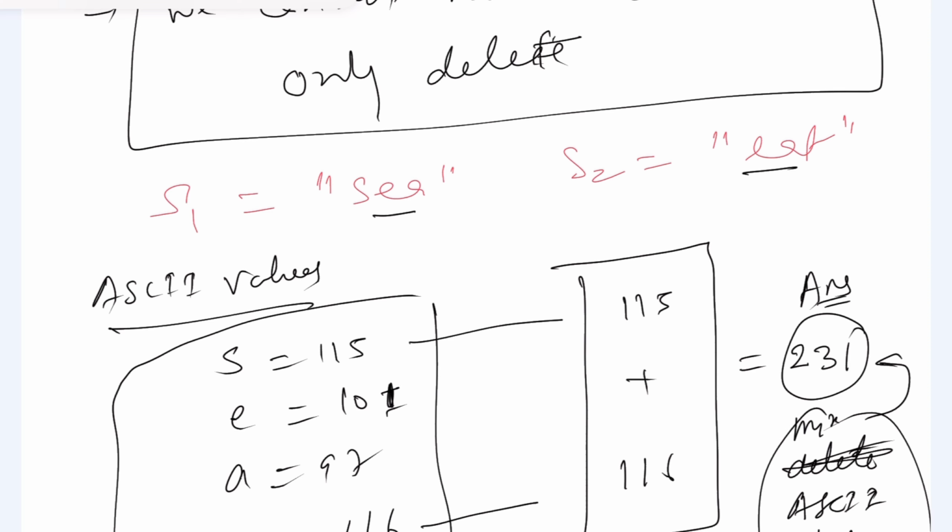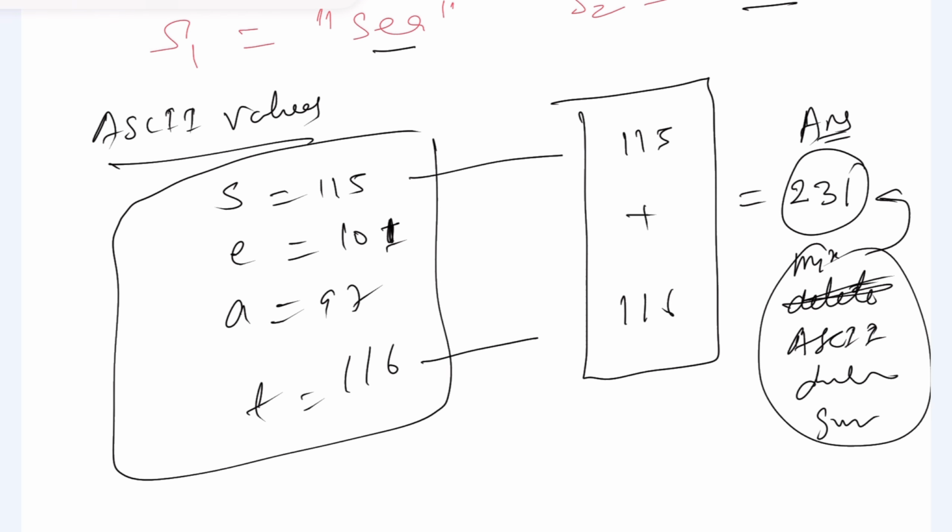Now think of something: how are we going to delete this type of characters? Okay, so think that we have two strings, S, E, A, and E, A, T.